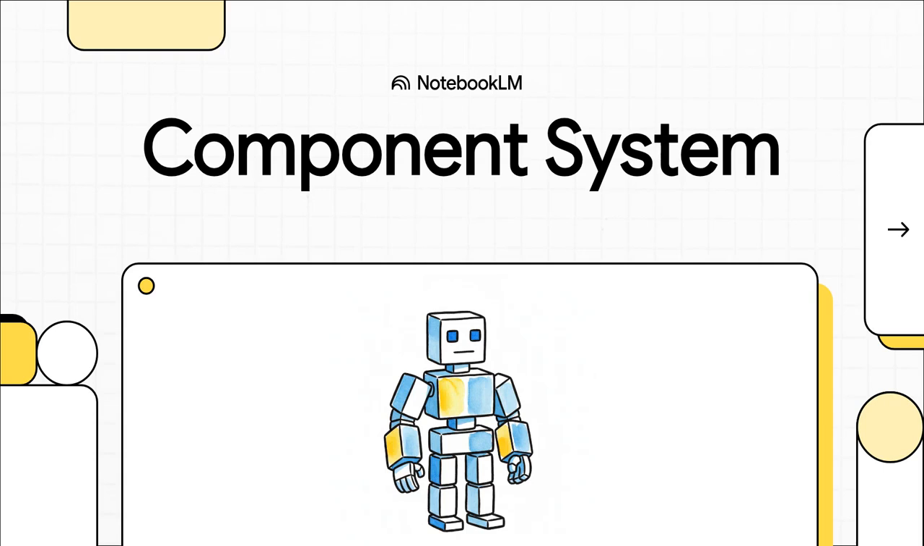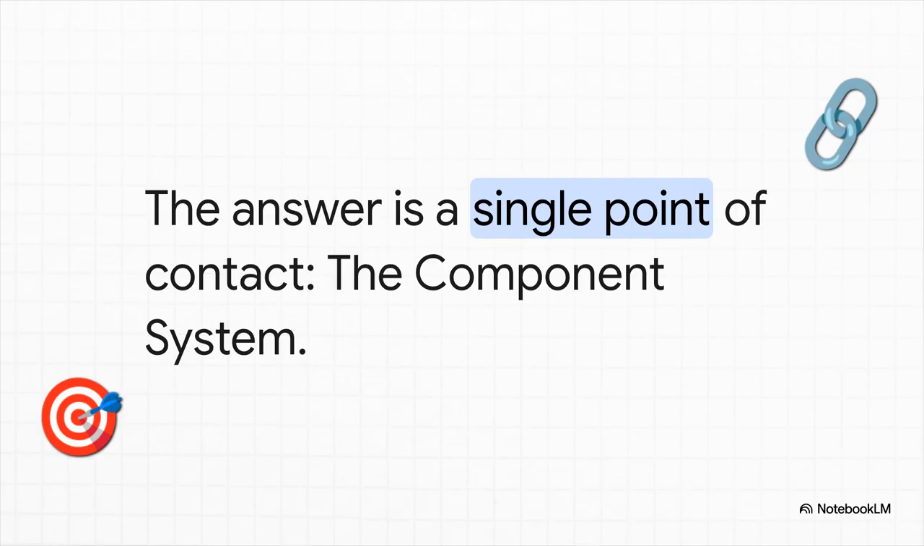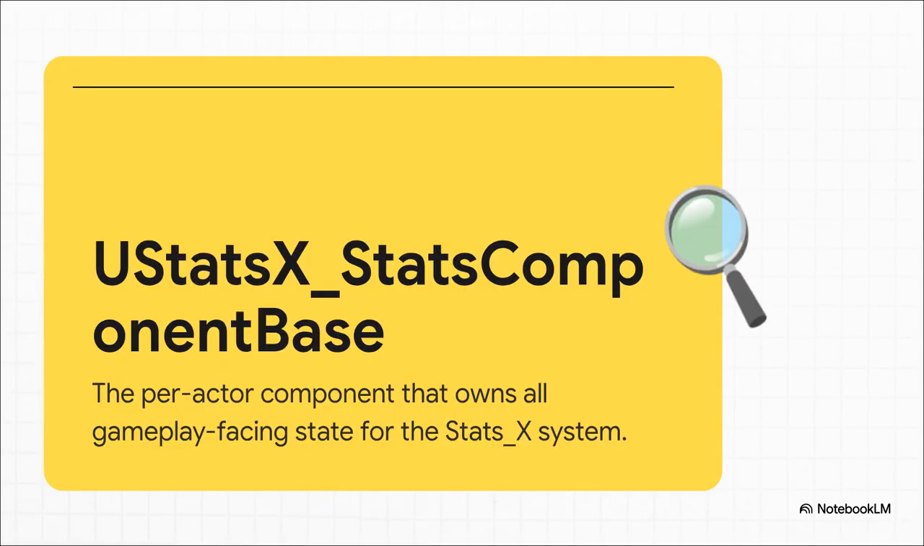Welcome to the Explainer. Let's break down game development's very powerful component system. So, ever wonder how a single character tracks hundreds of stats and effects all at once? Well, it all comes down to a single point of contact, and that's the component system. At its heart is this one component. It's the single point of contact for any actor.